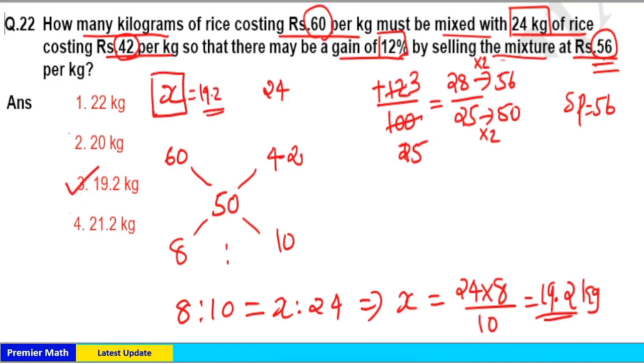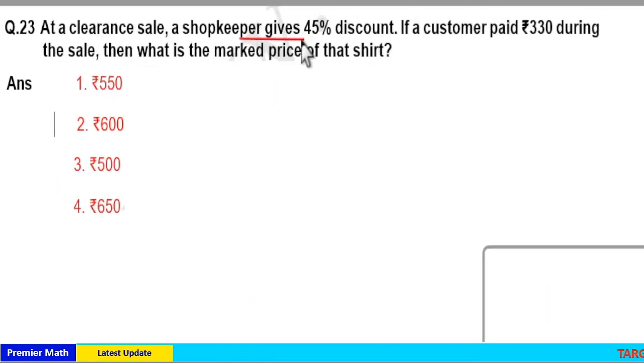Option 3 is your answer. At a clearance sale, a shopkeeper gives 45% discount. If a customer paid rupees 330 during the sale, then what is the marked price of that shirt?